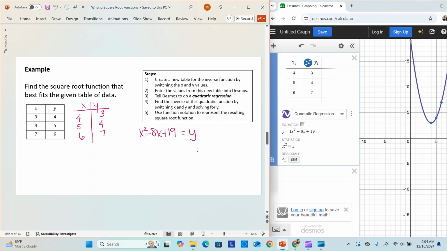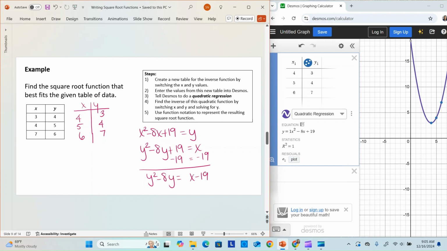Well, what I need to do now is turn this into a square root function. To go ahead and do that, I'm going to start off by switching x and y. So I'm going to turn this into y squared minus 8y plus 19 equals x. Remember, now I need to work on getting y by itself. So in order to get y by itself, I'm going to put all my y terms together and move everything else away. So what I'm going to do now is subtract 19 from both sides. So I have y squared minus 8y equals x minus 19.